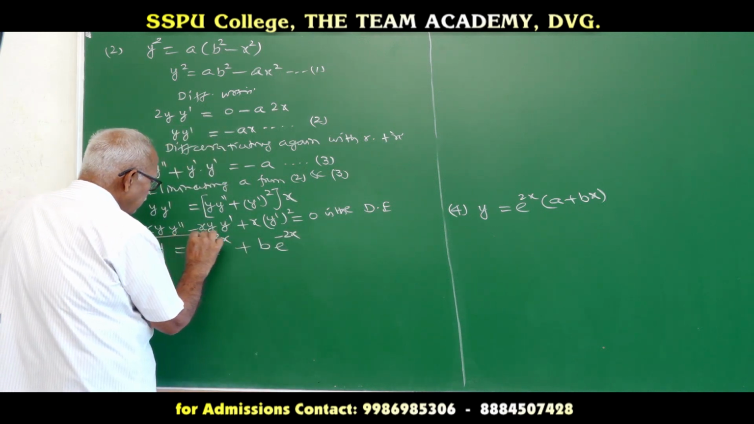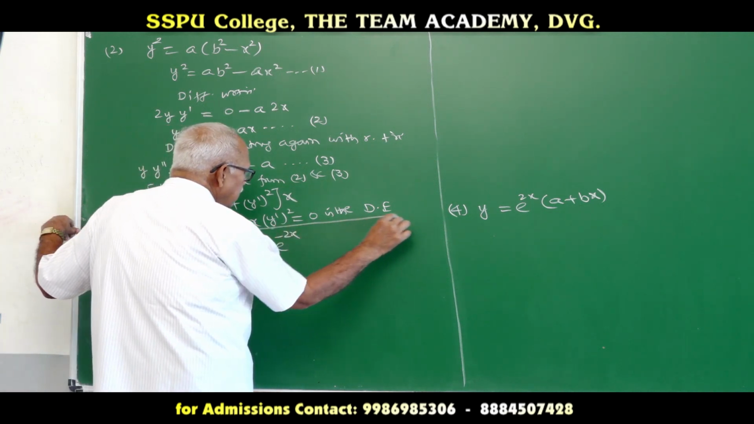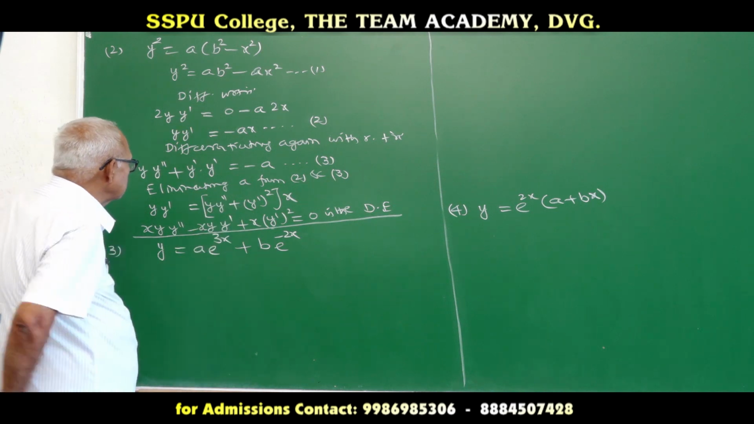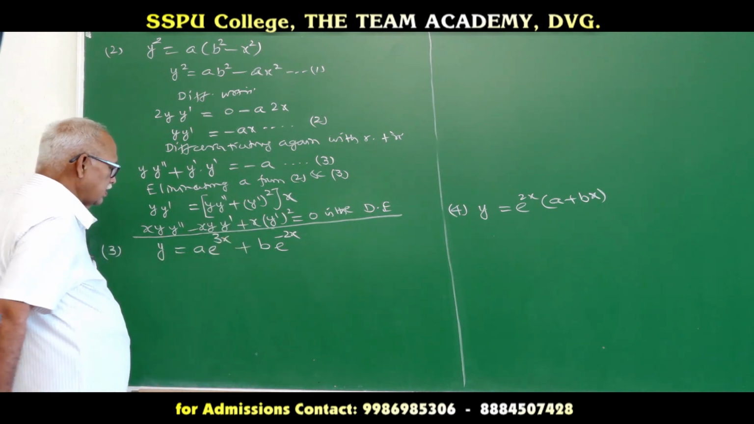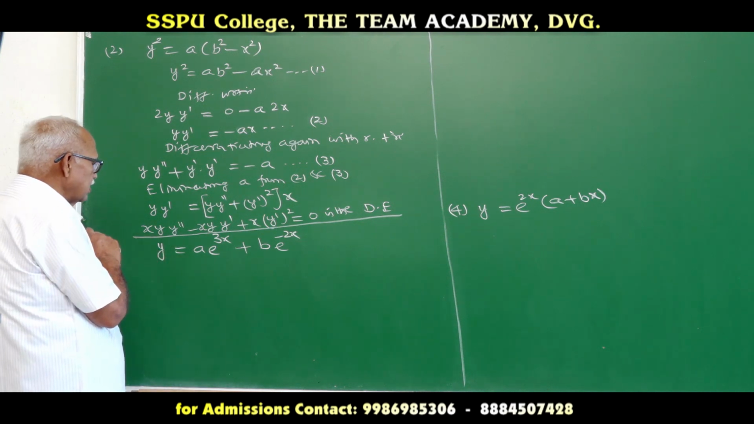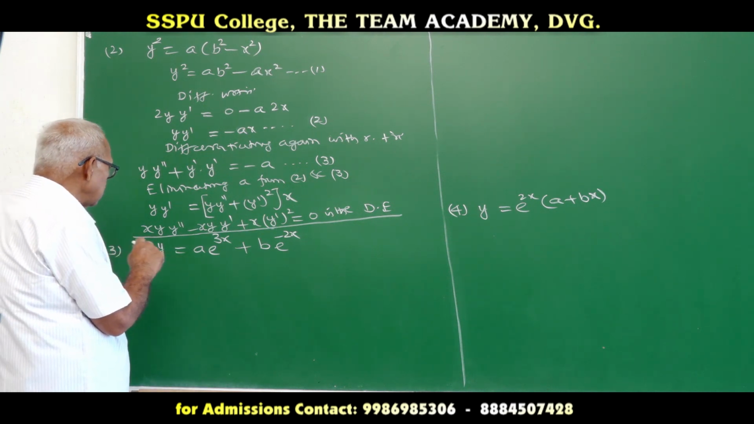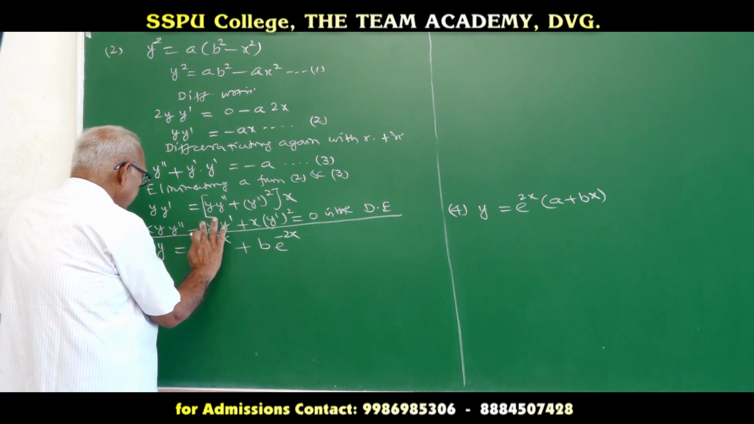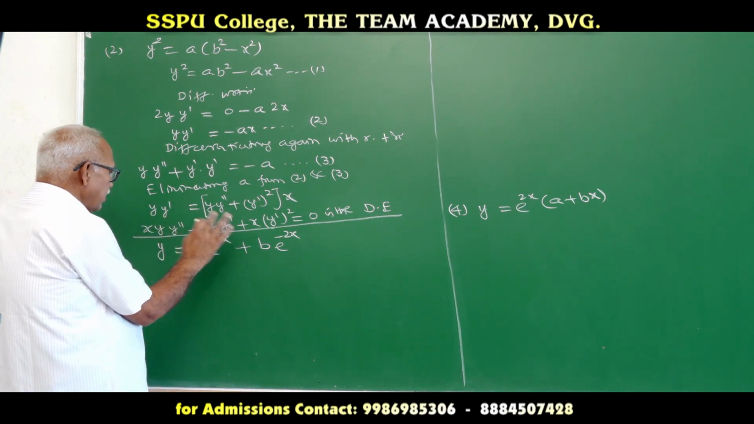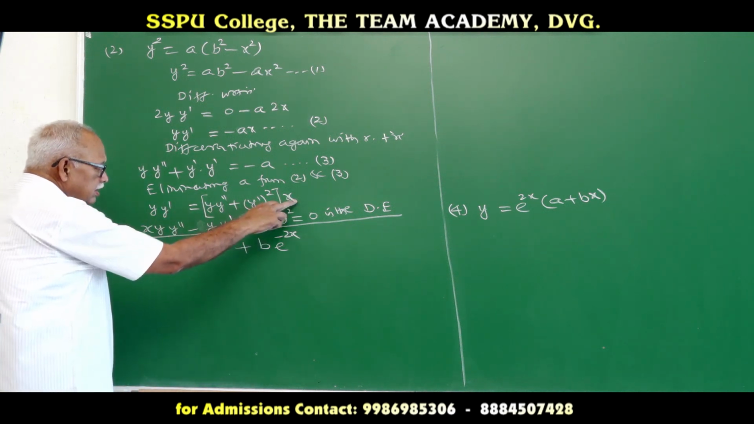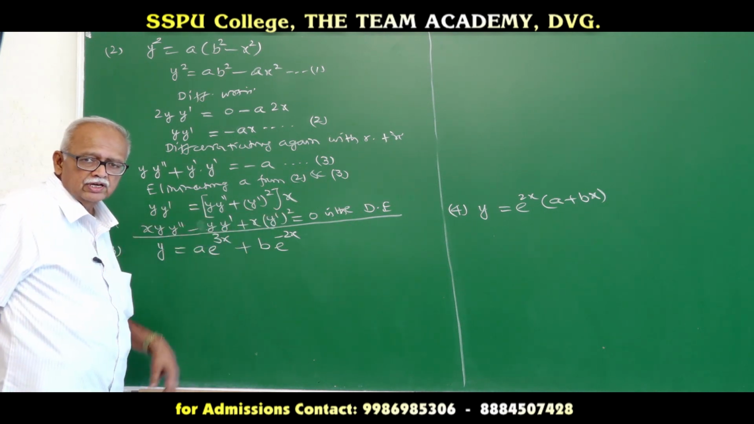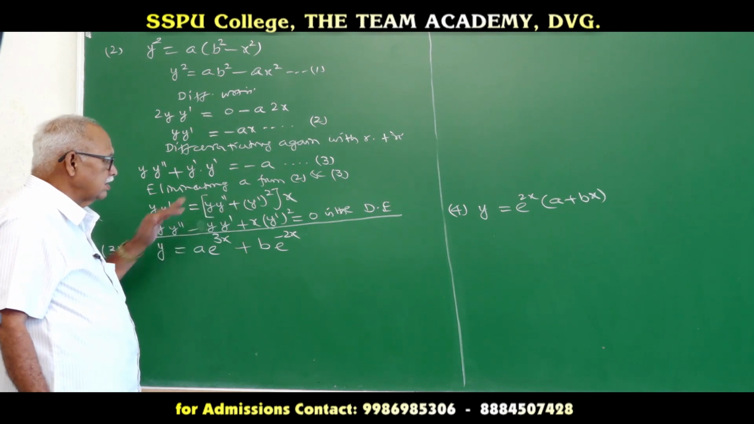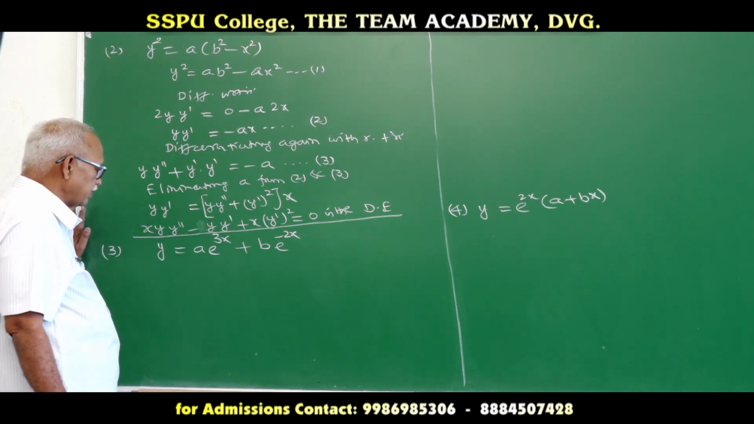So we have eliminated a. We cannot simplify this further, because there is no common value. x is common for these two, but for this there is no x. Y y dash, there is no x. For only these two, x is there. No common variables there, so we cannot simplify further. So that is the required differential equation.